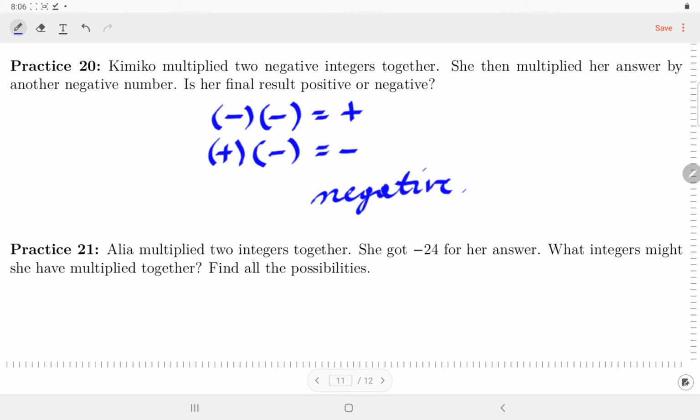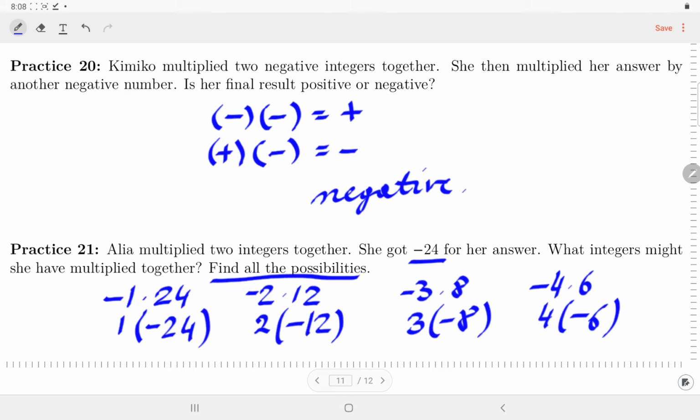Alia multiplied two integers together. She got negative 24 for her answer. What integers might she have multiplied together? Find all possibilities. Pause the video and write all the possibilities to get negative 24. There are 8 possibilities. Remember that negative 1 times 24 is different than 1 times negative 24.